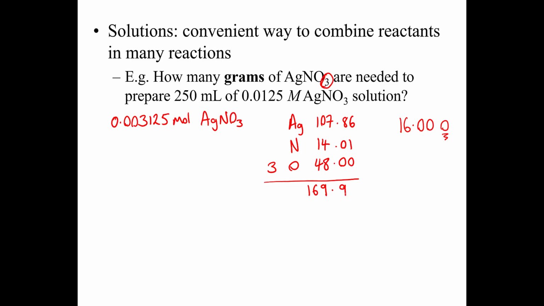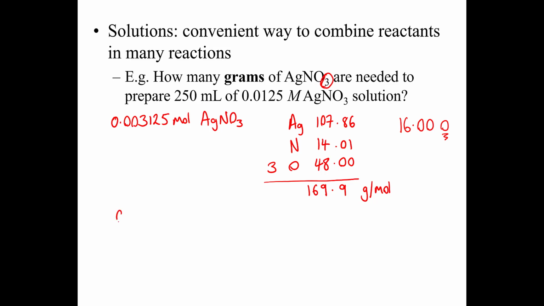169.9. We're ultimately going to cut this down to 3 significant figures. What are the units? This is grams per mole, and when I use my units as grams per mole, that becomes helpful to me because it tells me how I'm going to calculate the mass of the silver nitrate that I need to weigh out on my balance.